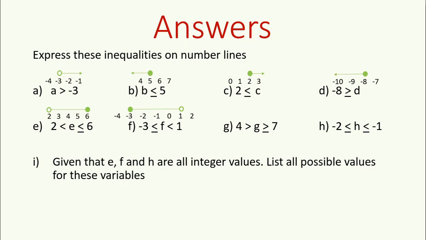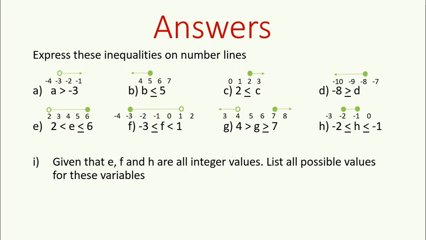G looks a bit wrong. We've got our boundary values at 4 and 7, coloring in the boundary at 7 because that inequality was not underlined. However, G is less than 4 or greater than or equal to 7. So that is not a combined inequality. And H is between -2 and -1. Both of the inequalities were not underlined, so both of the boundary values are colored in.